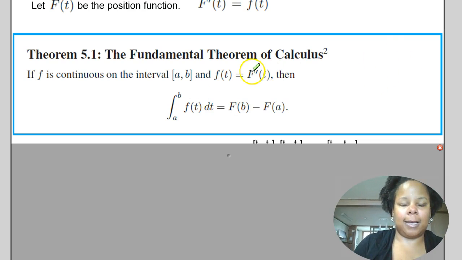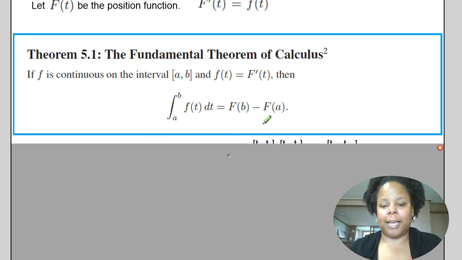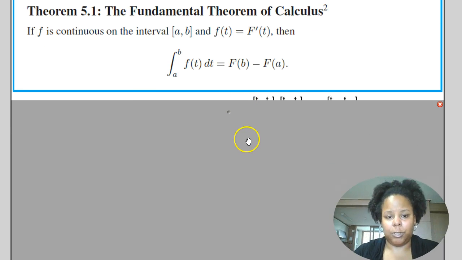And so what the first fundamental theorem says is that we can compute this by taking the difference of the big F function at the endpoints. And that's important to understand.